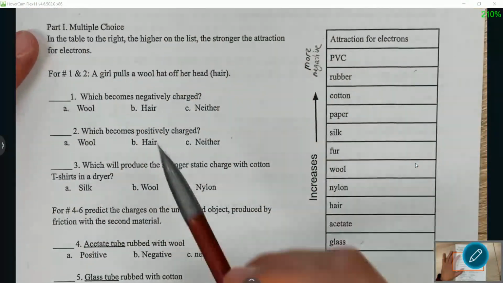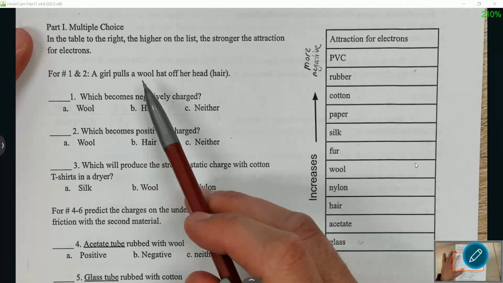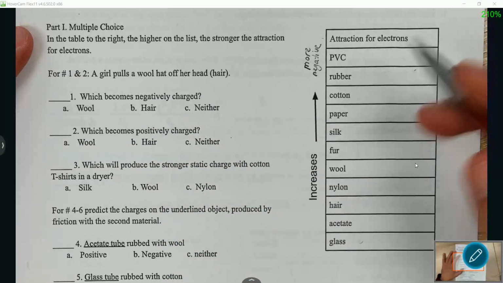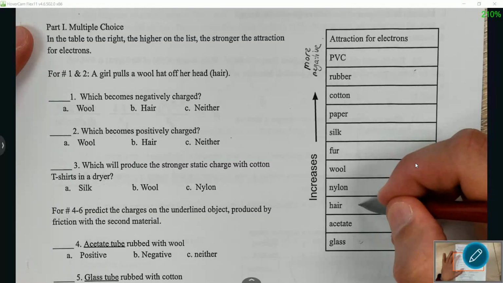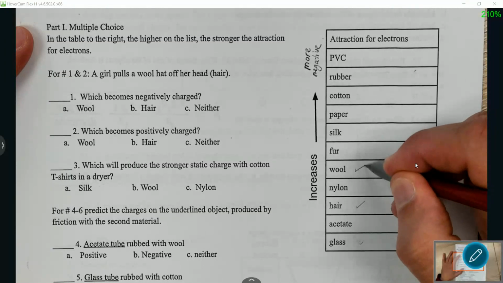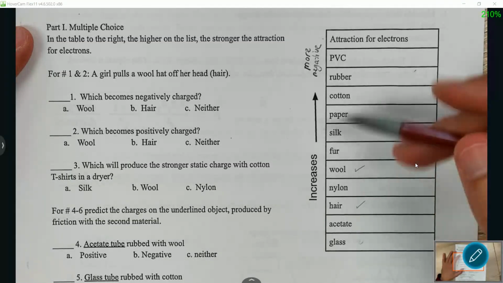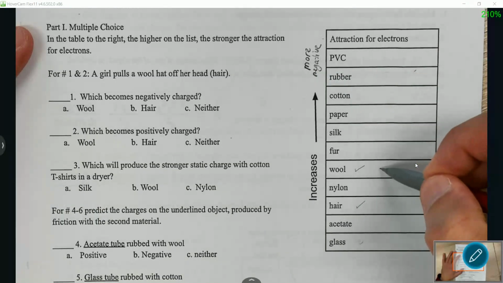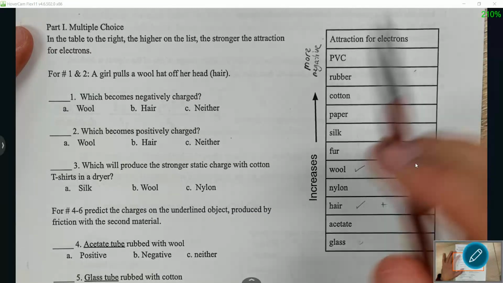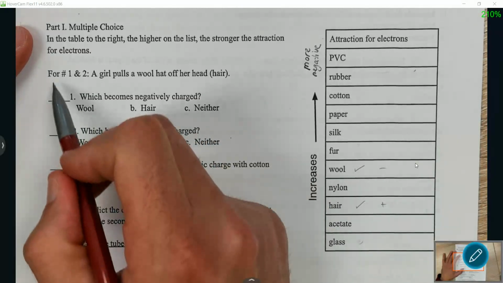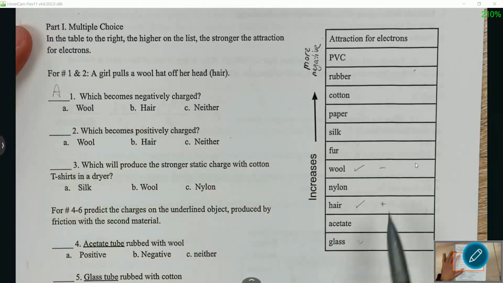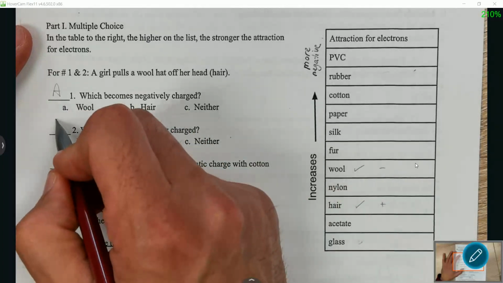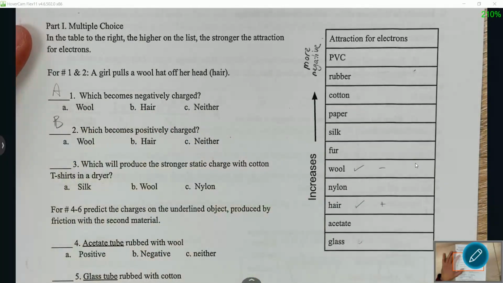Protons don't move. Okay, so a girl pulls a wool hat off of her head, hair. So I see hair and wool. Who's higher up on the list? Wool. So wool is stronger, more negative. So wool would become negative. The hair would be left positive. So who becomes negatively charged? Wool. Which one becomes positively charged? Her hair. Not her. Her hair.